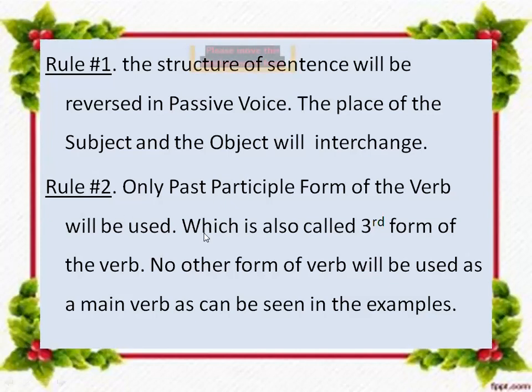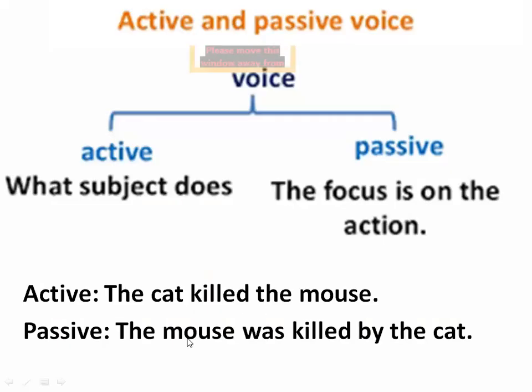Rule number 2 is that only the past participle form of the verb will be used. We all know this. Whatever the form of the verb in the active sentence, we have to convert it into the third form, which is the past participle form. No other form of the verb will be used as a main verb, as can be seen in the example: the mouse was killed by the cat. We have to use the helping verb according to the tense, but always the third form will be used here.